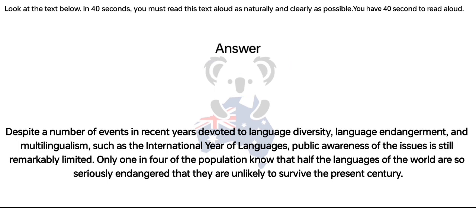Despite a number of events in recent years devoted to language diversity, language endangerment, and multilingualism, such as the International Year of Languages, public awareness of the issues is still remarkably limited. Only 1 in 4 of the population know that half the languages of the world are so seriously endangered that they are unlikely to survive the present century.